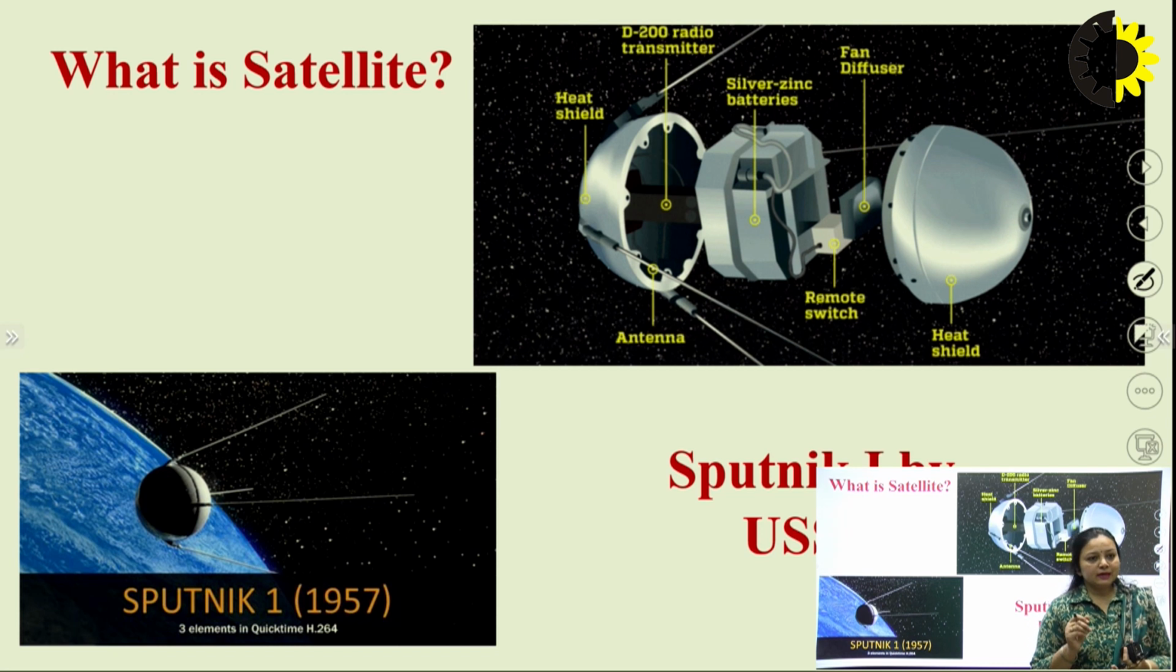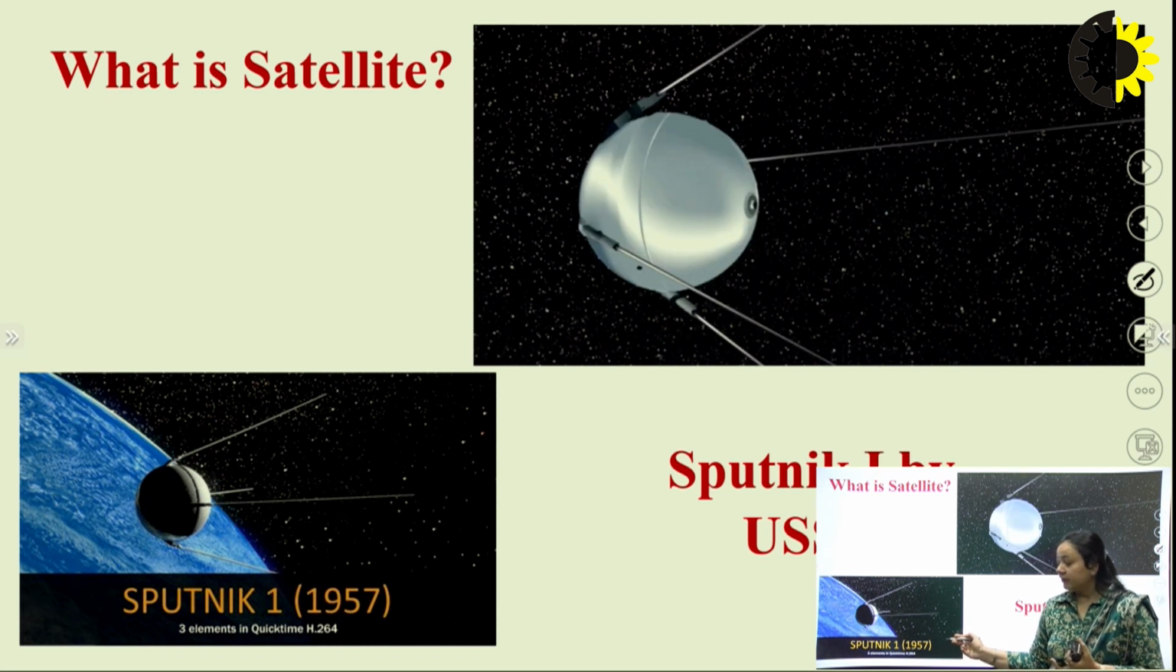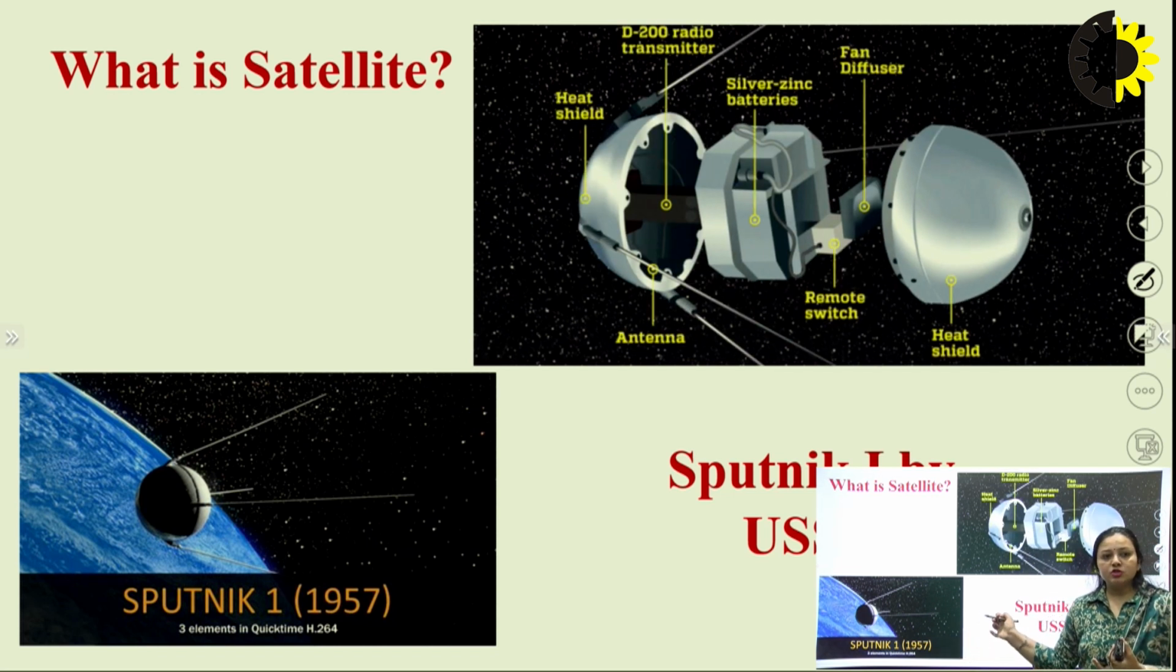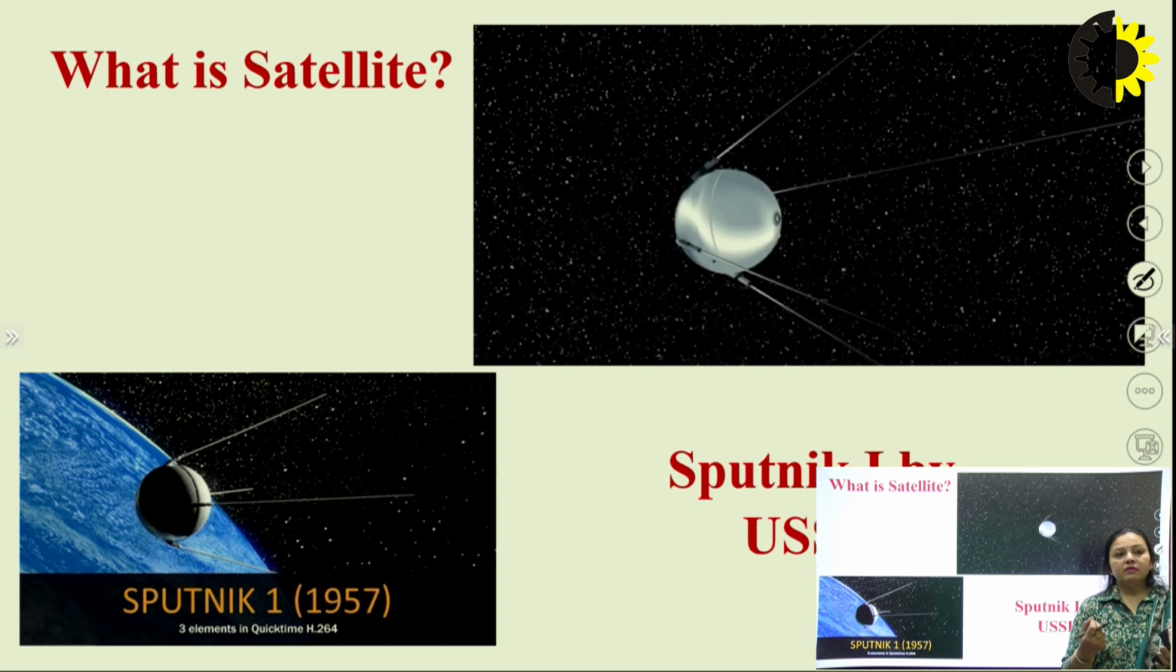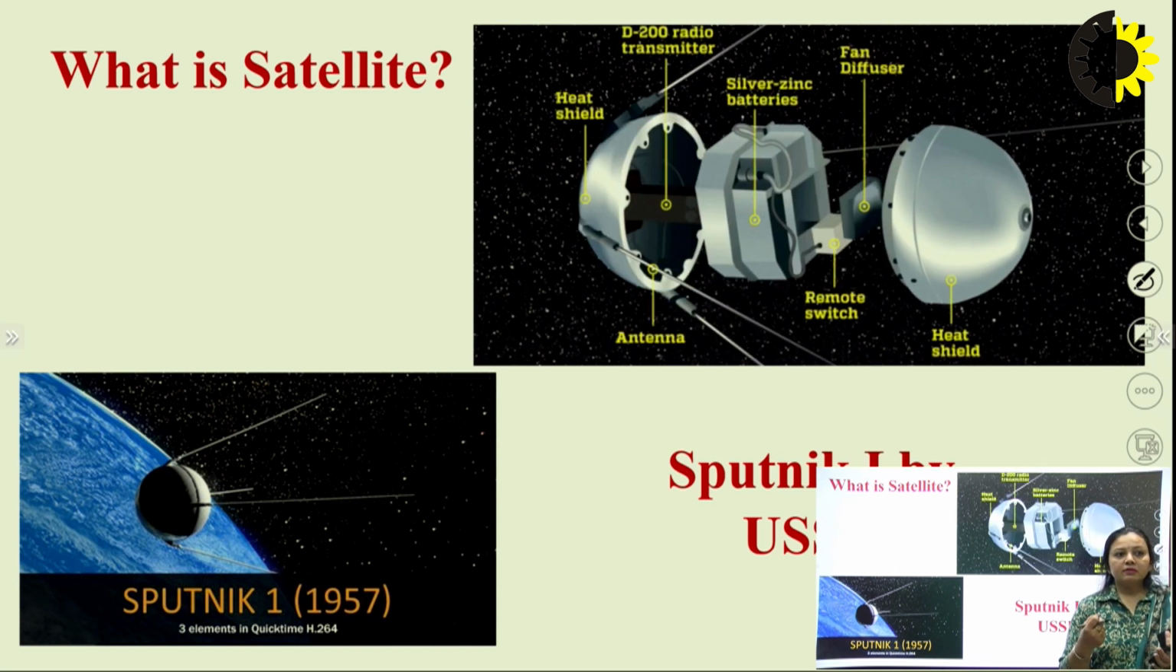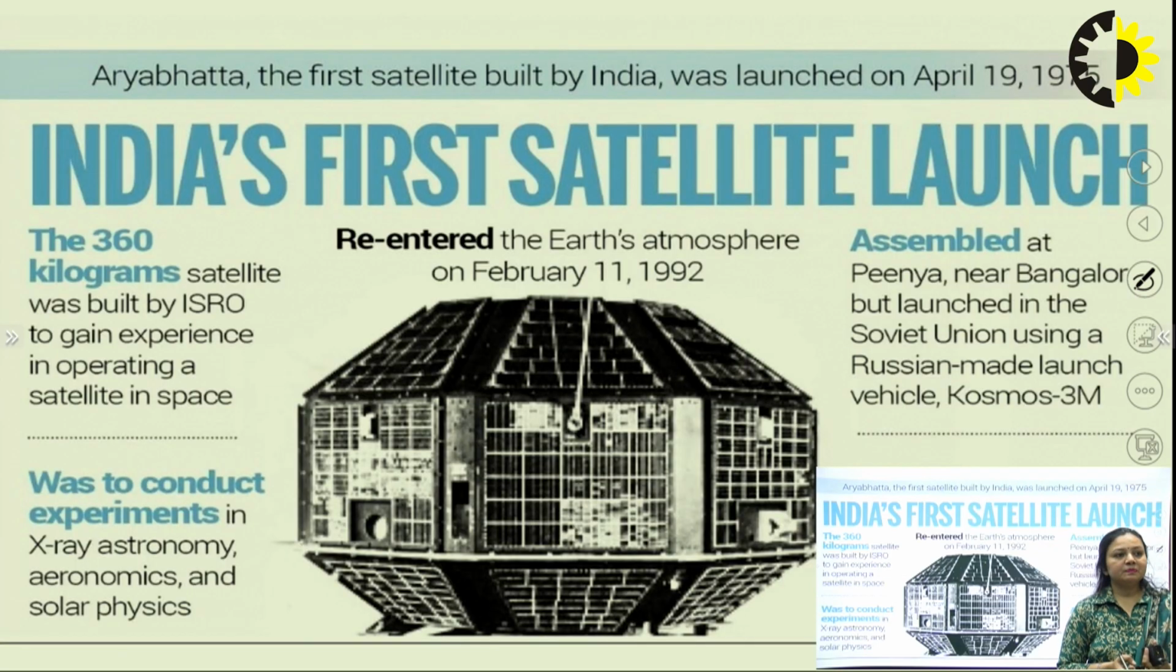Now, what is a satellite? From this diagram, we can see Sputnik 1, which was launched in 1957. It was actually the first satellite that was launched. In the above picture, we can see the components of the satellite. We can have an antenna, some batteries, a shield, a transmitter, a fan diffuser, and a remote switch. So, these are all the components of the satellite.